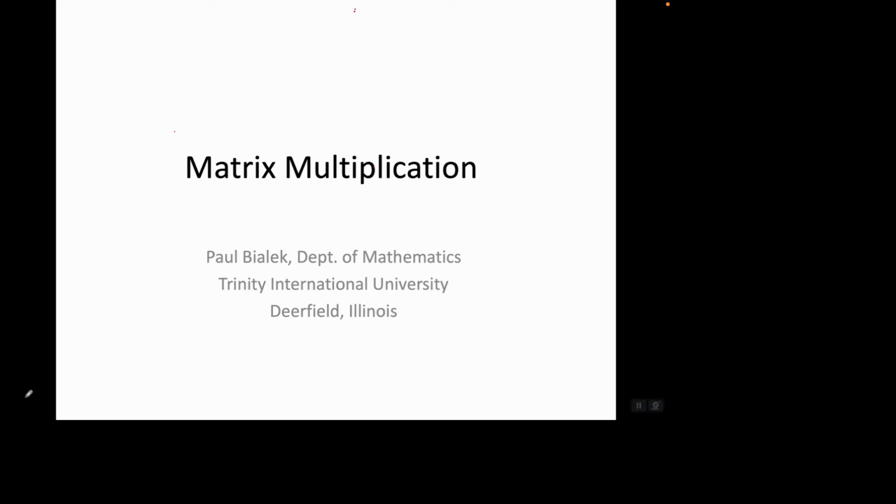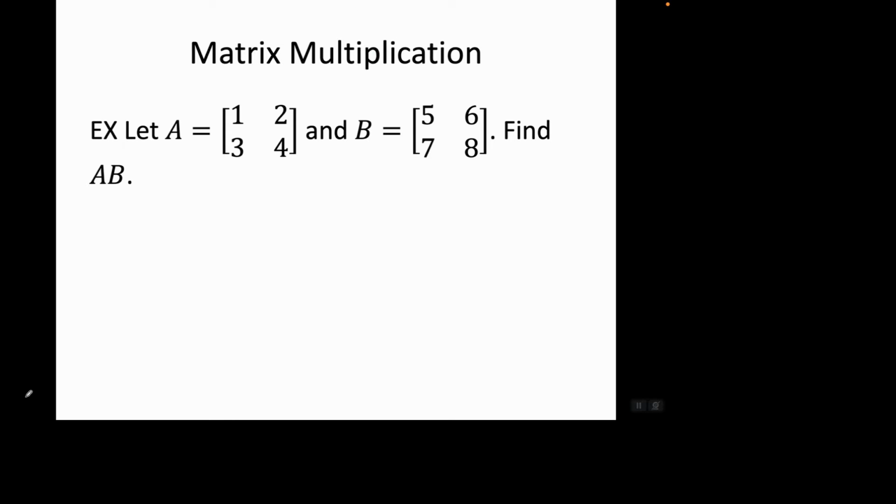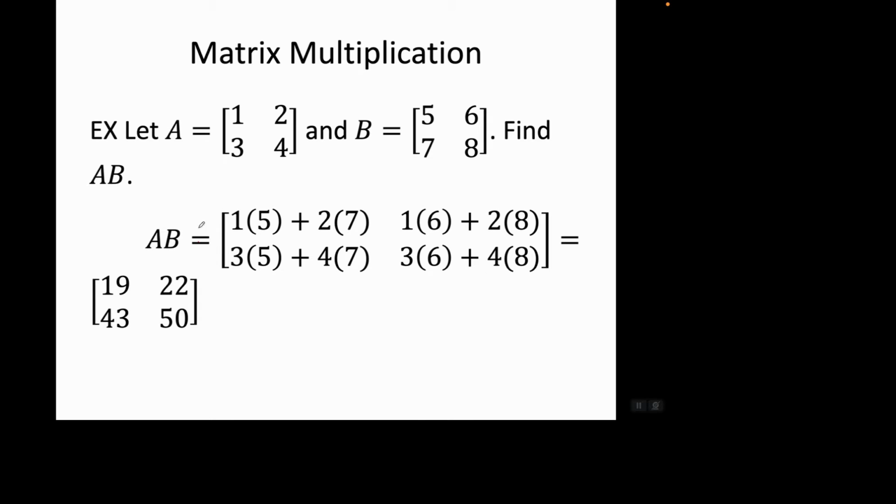Let's talk about matrix multiplication. Let A equal 1, 2, 3, 4, and B equal 5, 6, 7, 8. Find AB. AB is calculated in this way. We basically take the dot product of rows of A with columns of B.